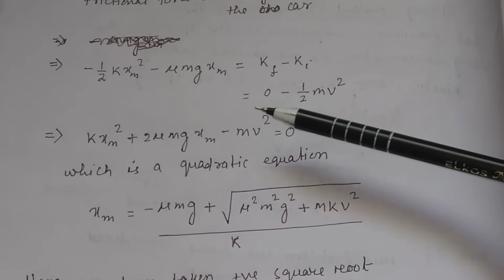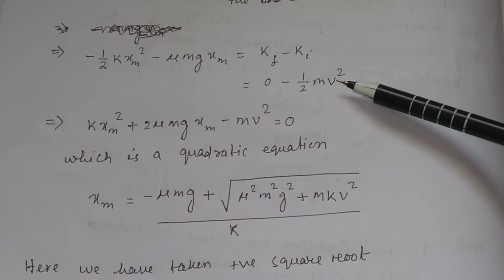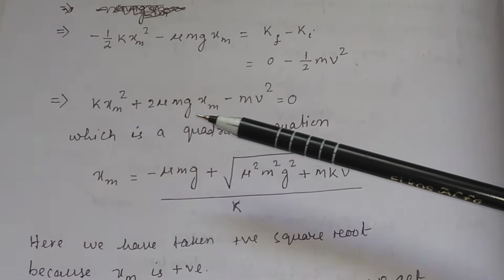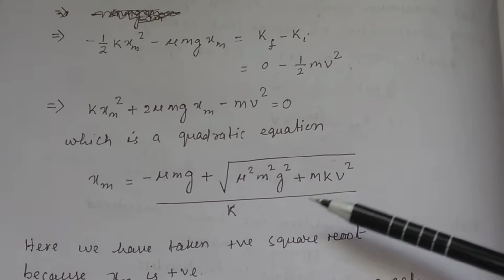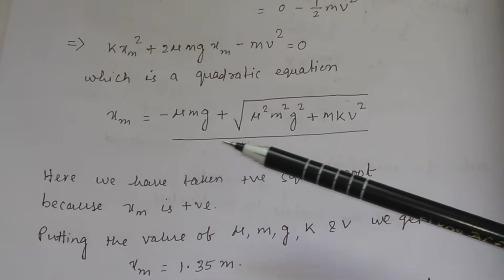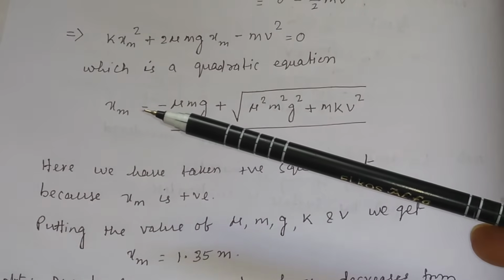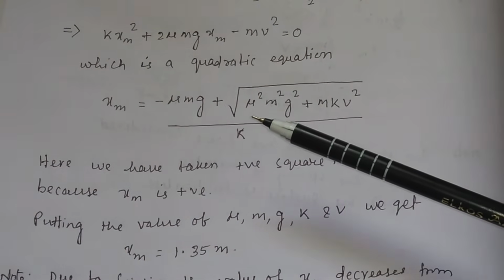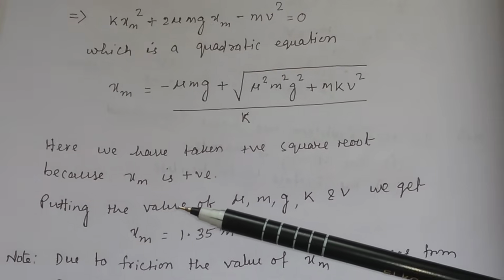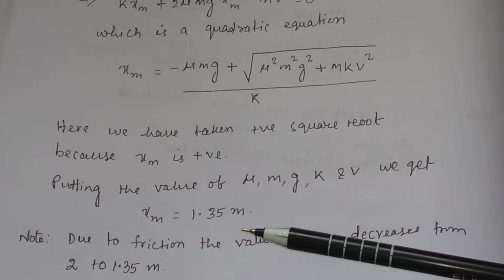The final kinetic energy is 0 because the final velocity is equal to 0, and the initial kinetic energy is half mv square. So now you can rearrange the terms and you will get a quadratic equation, and you can solve the quadratic equation to find the value of xm. Here we have taken the positive square root because xm is positive. So putting the values of mu, m, g, k, v, we get xm, that is the maximum compression of the spring, equal to 1.35 meter.